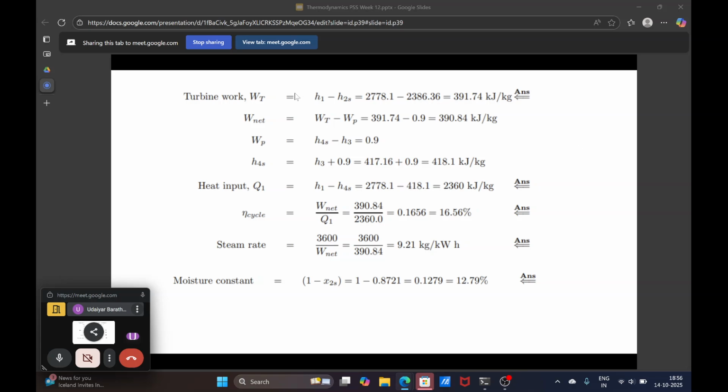Next we need to find the turbine work. Turbine work is H1 minus H2S. So H1 is 2778.1 minus 2386.36, which gives the work output of the turbine as 391.74 kilojoule per kg. The net work is the turbine work minus pump work, so the net work comes out to be 390.84 kilojoule per kg.